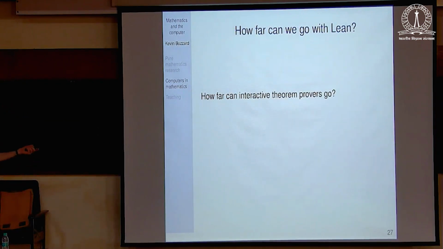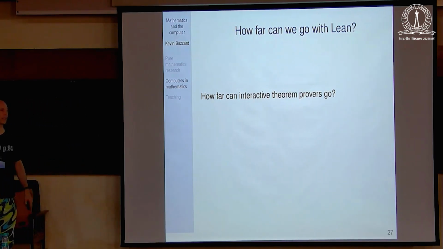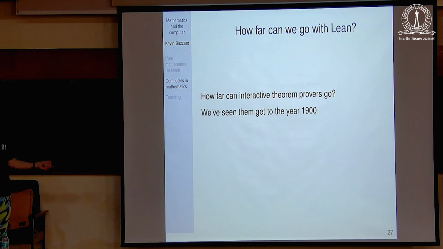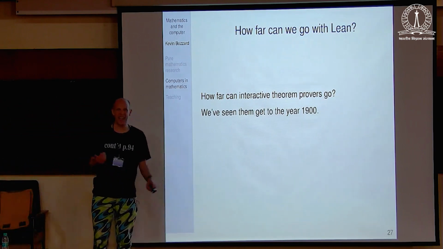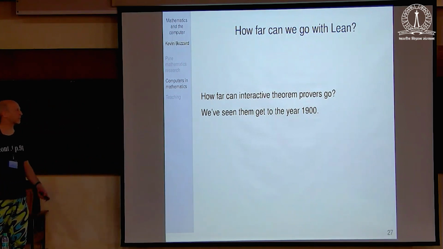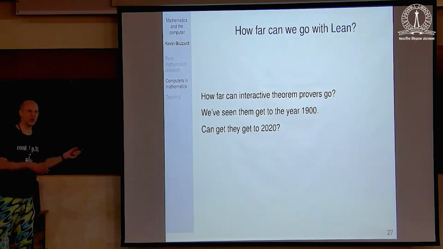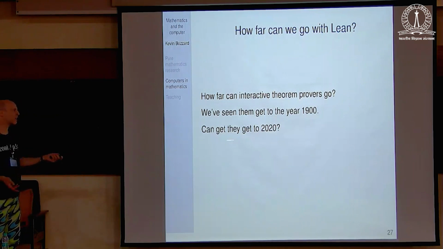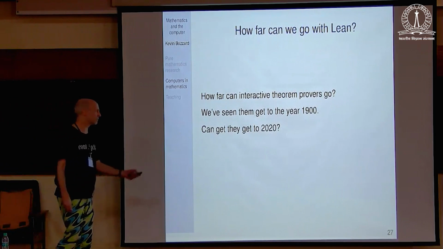So how far can interactive theorem provers go, right? That's an interesting question. How far can we actually push these things? So we've seen them get to the year 1900. And the big news really in the area over the last few years is that actually we can get them to now. And that was something that all the computer scientists kind of knew, but somehow the computer scientists don't really know what's happening at the forefront of modern research mathematics. So the computer scientists weren't doing it.